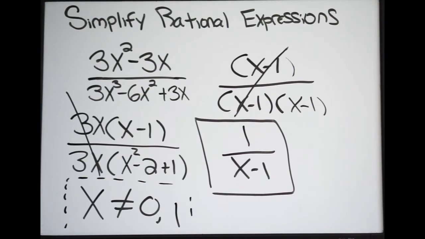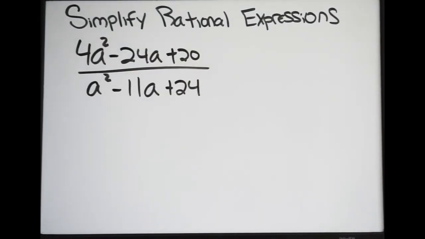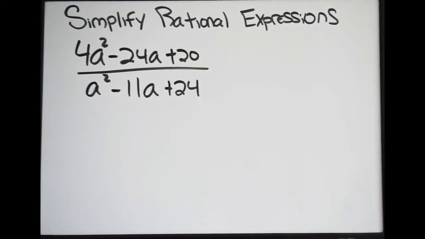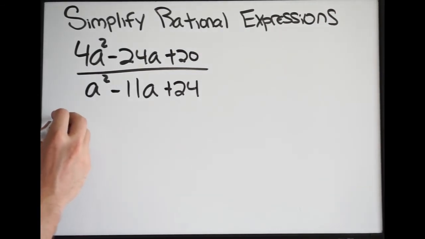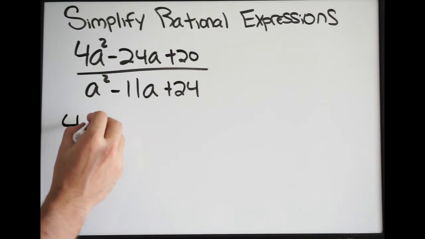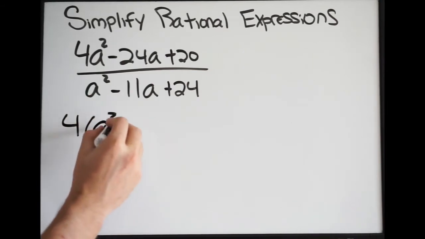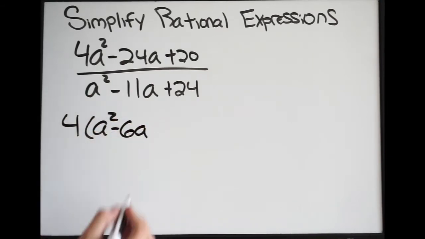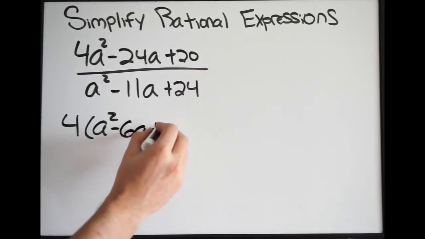All right, let's try another example. Okay, so here's our next example. So same thing. Let's see if we can go ahead and factor the numerator and denominator. Now looking at the numerator, it looks like I can pull out a 4. So let's go ahead and do that. So I'll have 4, and then in parentheses I'll have a squared minus 6a, okay, and then plus 5.